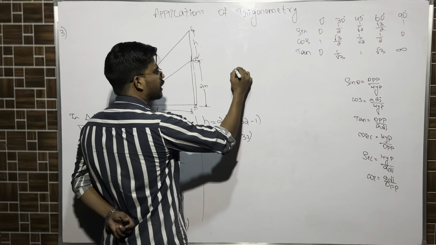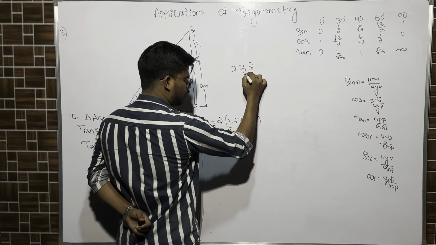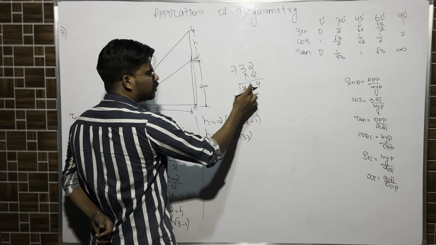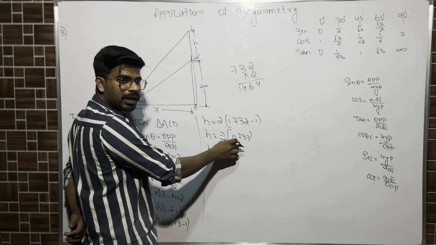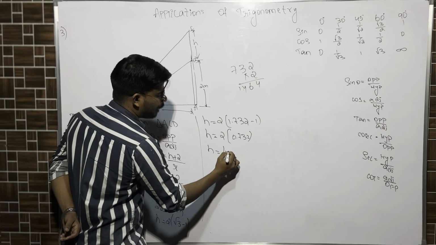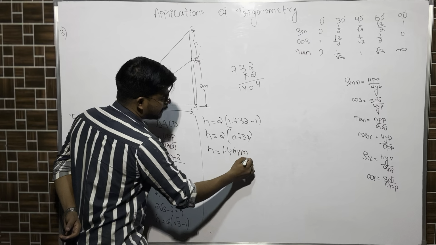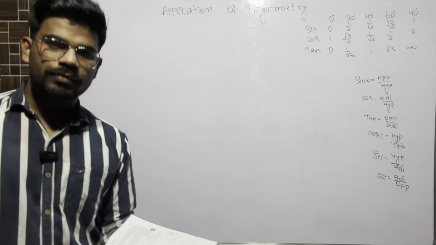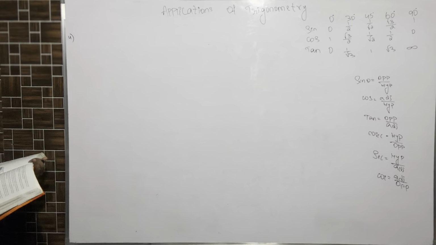H is equal to 2 into 0.732. Consider that there is no point, multiply, and after 3 numbers, put the point. 732 into 2: 4, 6, 14. After 3 numbers, put the point. So h is equal to 1.464 meters. The height of the tower is 1.464 meters. Copy down fast. Right. Here we have the next question.